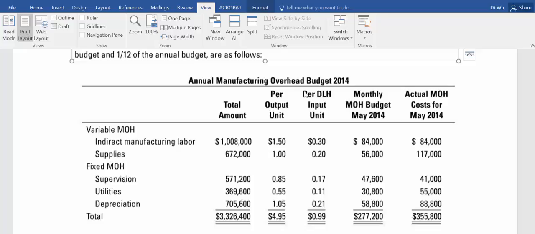Make sure that you know that the first 4 columns are the budgeted numbers, this is the actual one, and this is the annual number. We're looking at the unit level and monthly level, budgeted and actual. So make sure you know how to read this table. Now let's get back to our question.